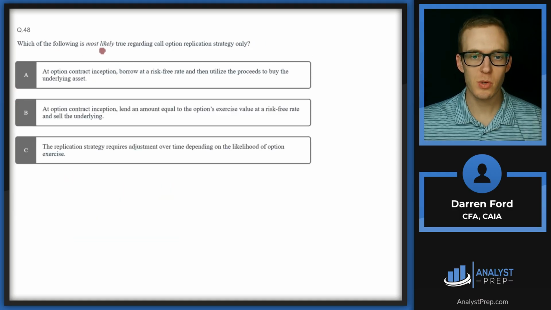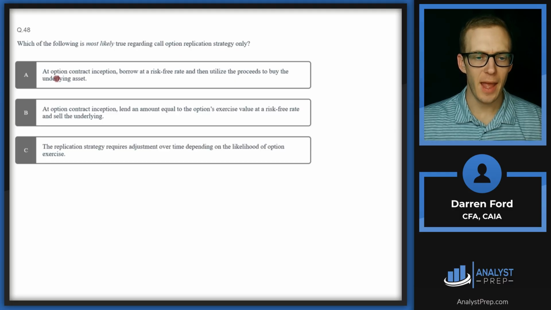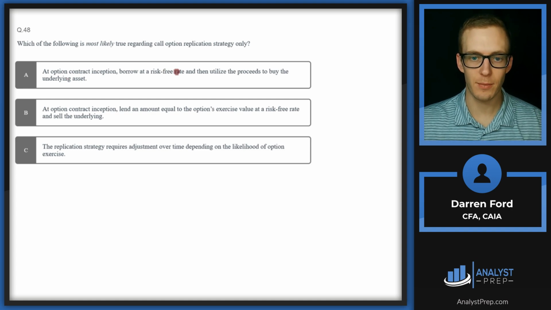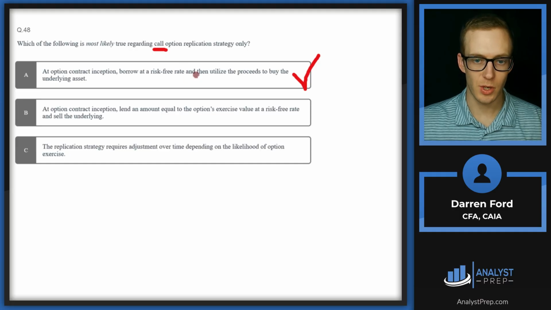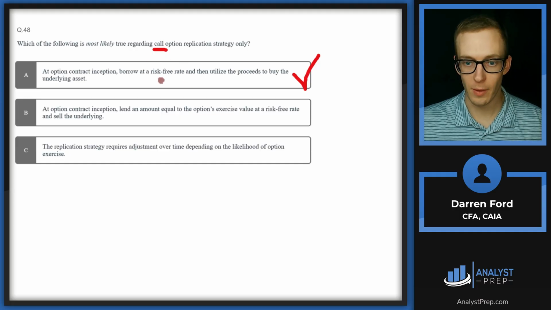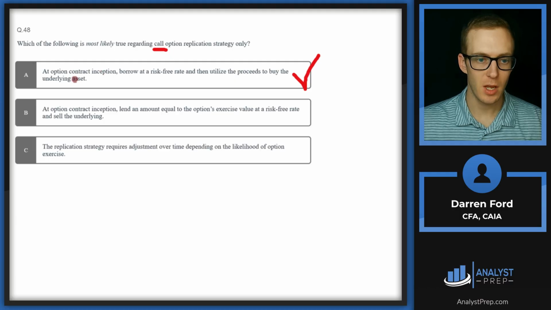Which of the following is most likely true regarding call option replication strategy only? A, at option contract inception, borrow at a risk-free rate, and then utilize the proceeds to buy the underlying asset. This could be a call option replication strategy because we're going long the asset, which we also are under call options. And remember, call options do have some embedded leverage in them as derivatives. So it could be similar to borrowing money and then going long the underlying asset. So A sounds like a good answer so far.